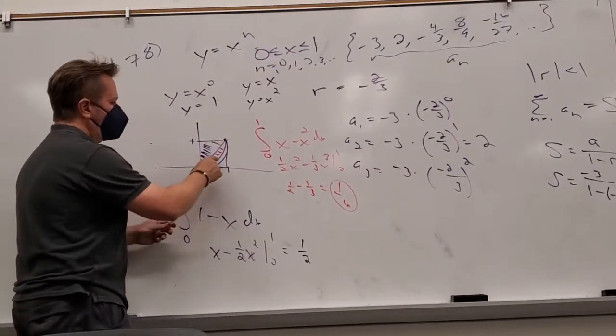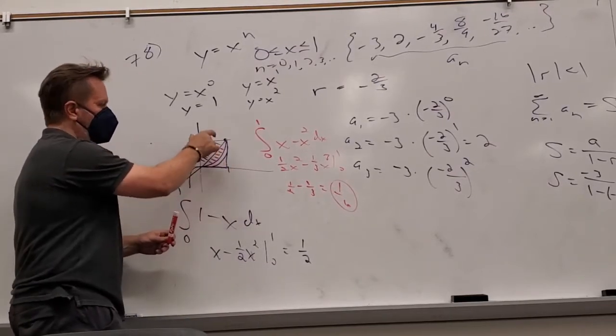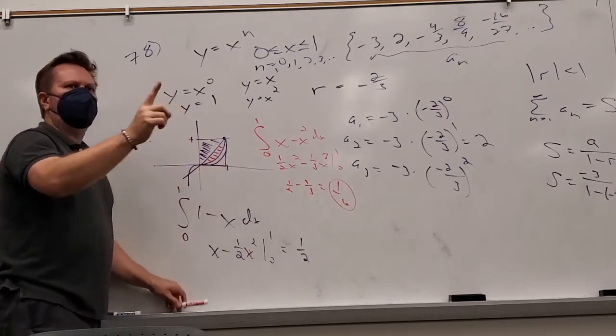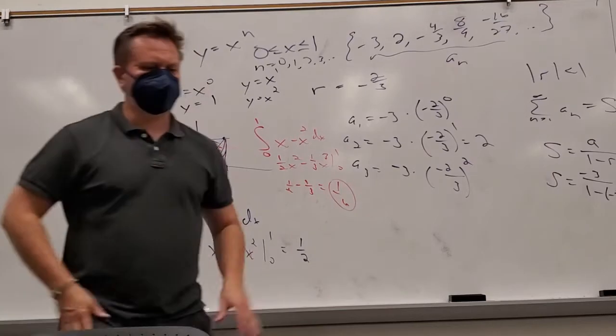As you do areas between curves, what would all the areas add up to be? The area of this box. What's the area of this box? 1. Frickin' 1. That's all I'm gonna say.